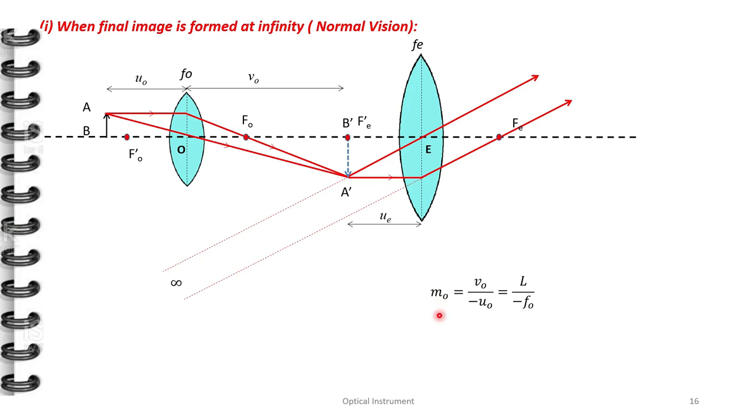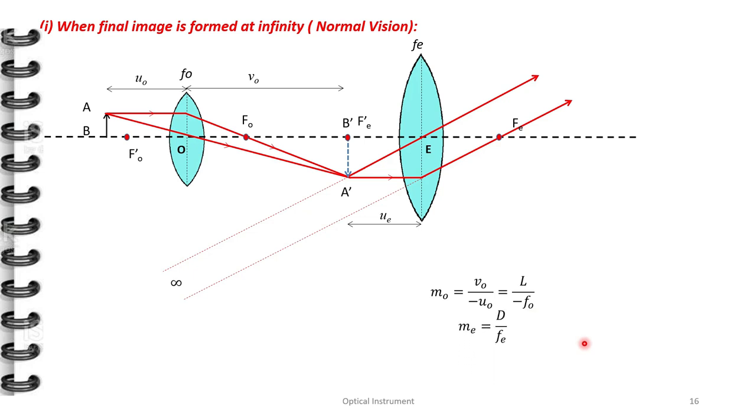The linear magnification formula of an objective lens can be written as V naught upon minus U naught, that is the distance of an image from the lens and the distance of an object from the lens. Now, since object is kept very close to the focus of an objective lens, hence for all practical reasons we can consider U naught almost equals to FO, and image A dash B dash is formed very close to an eyepiece. So again, for all practical reasons, we can consider the length of the microscope equivalent to that of V naught. So we can write V naught upon U naught as L upon FO.